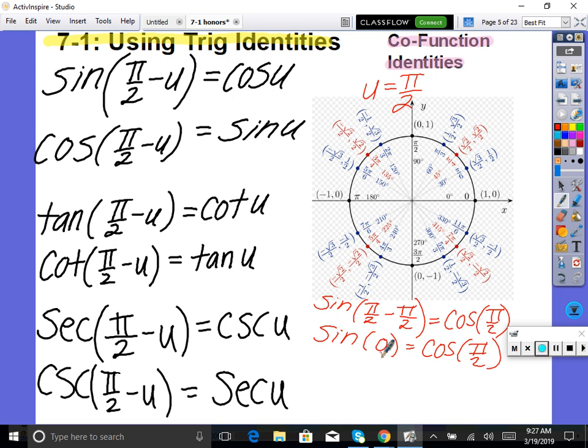The sine at 0, here's 0. The sine at 0 is 0. Now it says find the cosine at pi halves. Here's pi halves. The cosine at pi halves is 0. So do you guys see how they're equivalent? We can literally switch them out. If you see this, you can write it as this.